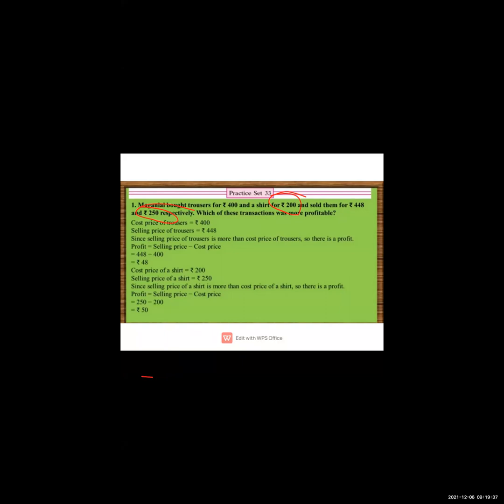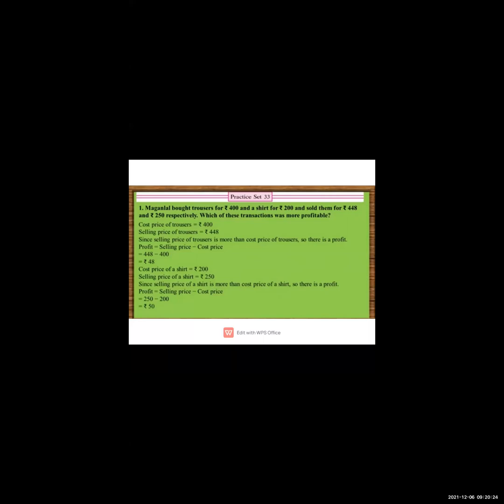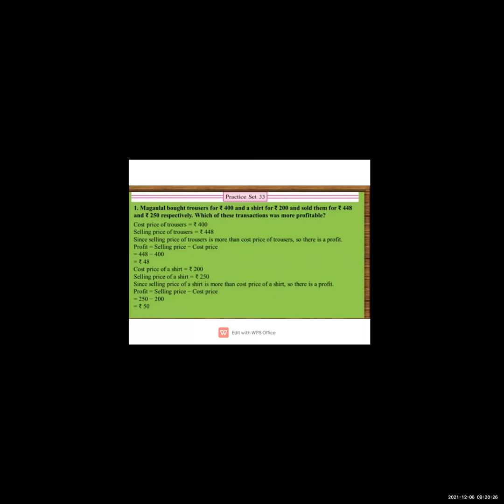Now here we have to see which transaction is more profitable. Here we will remove the percentage. After the percentage, you will come to know which one got more profit. In the previous step we found how much profit he got in money, but here we will remove the percentage. Now see it properly. Don't leave again and again and come back, otherwise you will miss that point.